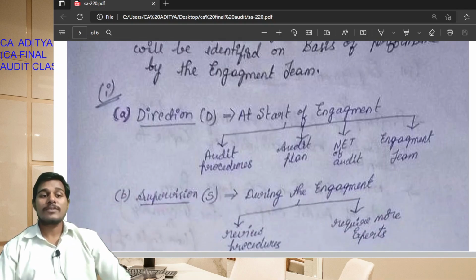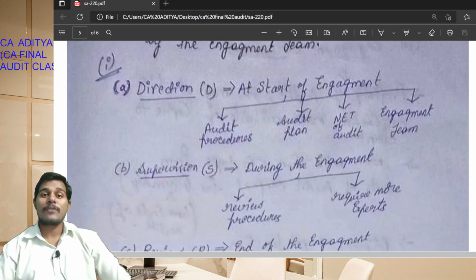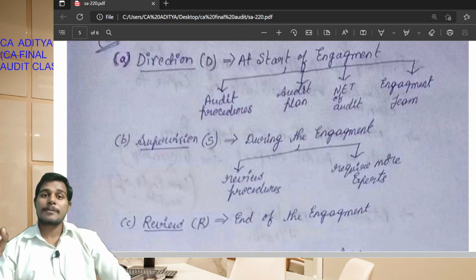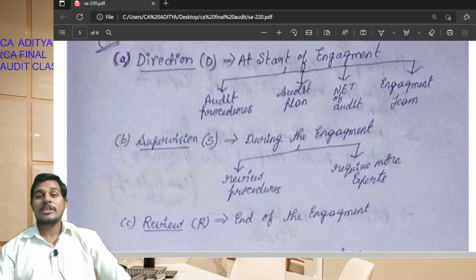In the case of direction, that is at the start of the audit, what audit procedures are performed, what the audit planning is, and the nature, timing and extent of audit and the engagement team are to be verified. At the time of starting the audit, while evaluating the engagement performance, the audit firm and the engagement partner should check that the audit procedures, audit plan, nature, timing and extent of audit and engagement team are proper.